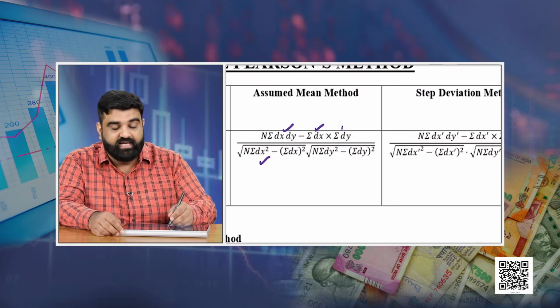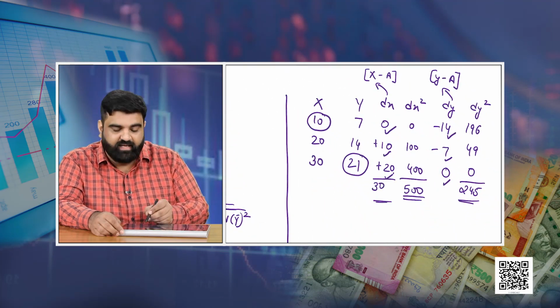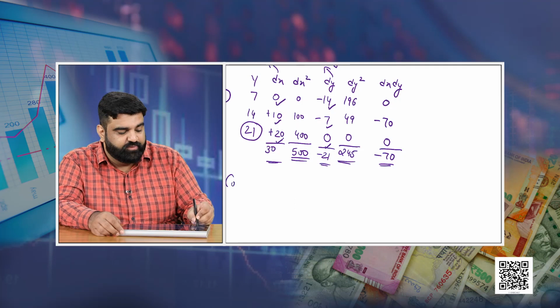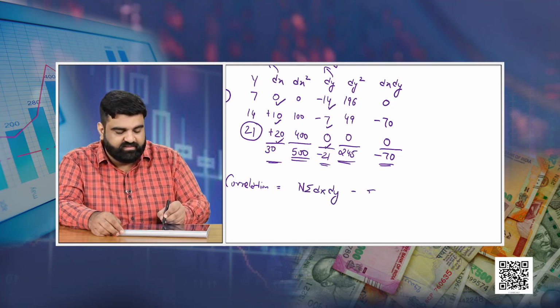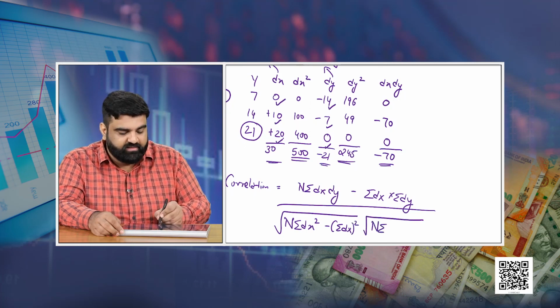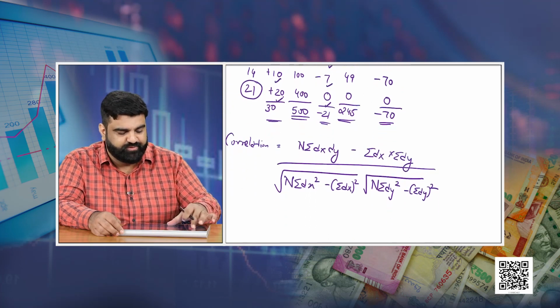We also need to calculate sigma dx and sigma dy. So, let us first calculate the totals of dx and dy. This will be 30 and this will be minus 21. Now, let us put these values into the formula. So, we have n sigma dx dy minus sigma dx into sigma dy upon square root of n sigma dx square minus sigma dx the whole square, multiplied with the square root of n sigma dy square minus sigma dy the whole square.